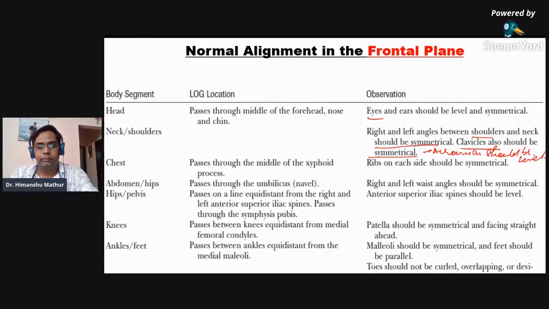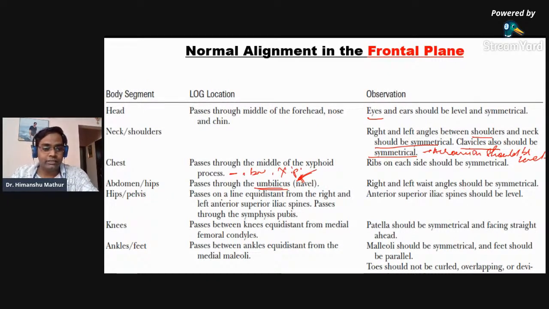Fine. Remember this. Now the chest: the line passes through the midline of the xiphoid process. It crosses the manubrium from the center, the body of the sternum from the center, and the xiphoid process from the center, right? Ribs on each side should be symmetrical. Now the abdomen and the hip: it passes through the umbilicus. From the xiphoid process, it crosses straight away to the umbilicus from the center. Right and left waist angle should be symmetrical.